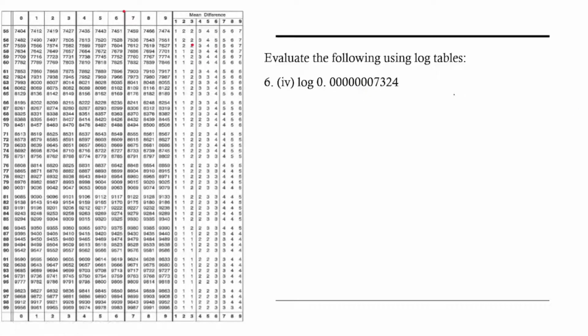So the characteristic is 1 plus the number of zeros after the decimal point. So it is bar 8. So the log of this number will be equal to bar 8 plus log of 7.324. This is the mantissa. Now we have to see row number 73 and column number 2. So this is row number 73 and under column 2 the value is 8645.